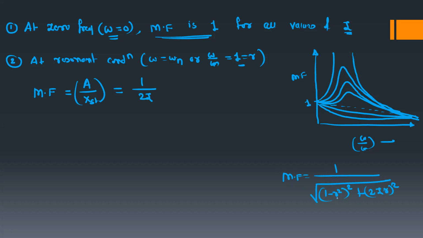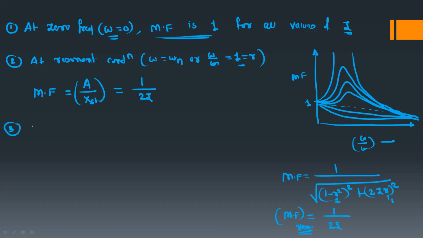If you put r equal to 1, then 1 minus 1 is 0, so this bracket will be cancelled out. Remaining value is the square root of [2 zeta r] bracket square. As r is 1, this is the square root of 2 zeta square. So the remaining value is 1 upon 2 zeta. So this is the magnification factor at resonance.